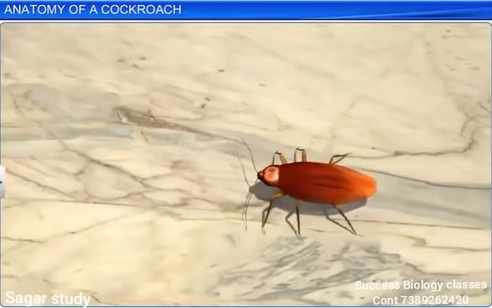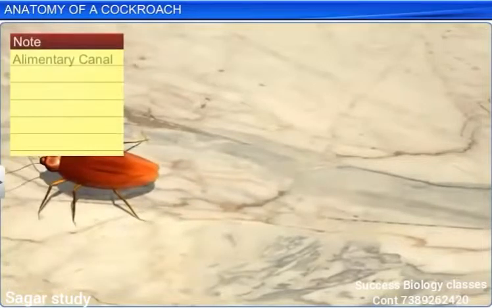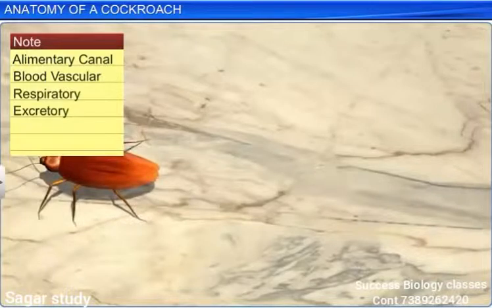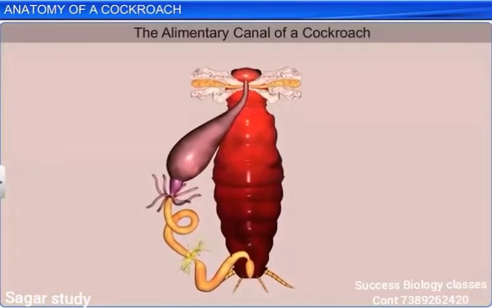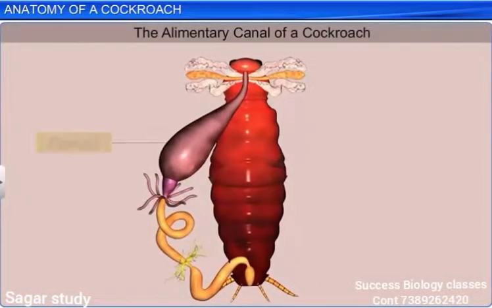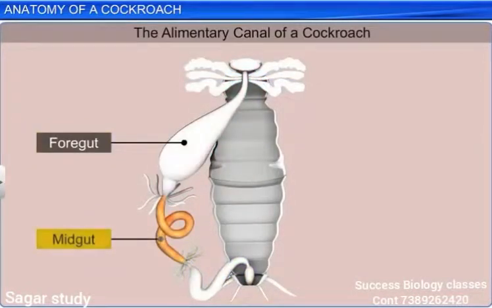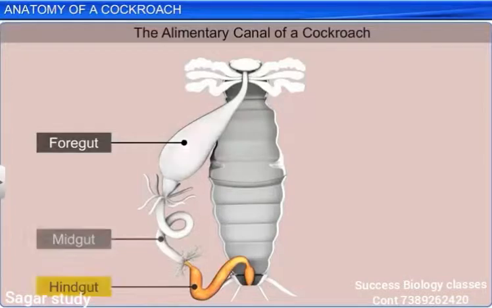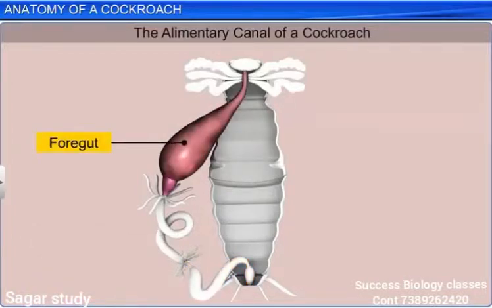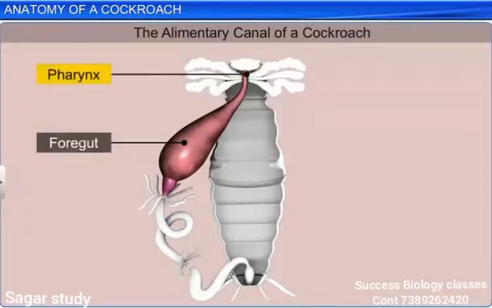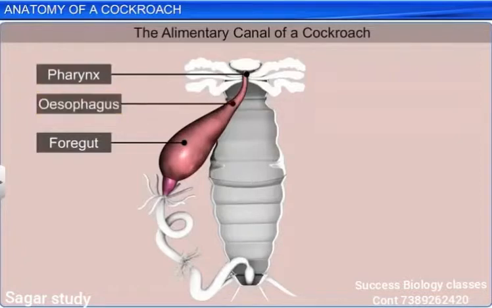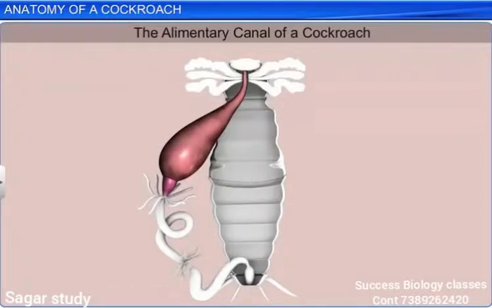Let's take a look at the anatomical features of a cockroach, such as the alimentary canal and the blood vascular, respiratory, excretory, nervous, and reproductive systems. The alimentary canal is present in the body cavity and is divided into foregut, midgut, and hindgut. The entire foregut is lined with cuticle and consists of a mouth which leads into a short tubular pharynx that continues into a narrow tubular esophagus. The esophagus opens into a large sac-like structure called a crop, which stores food.